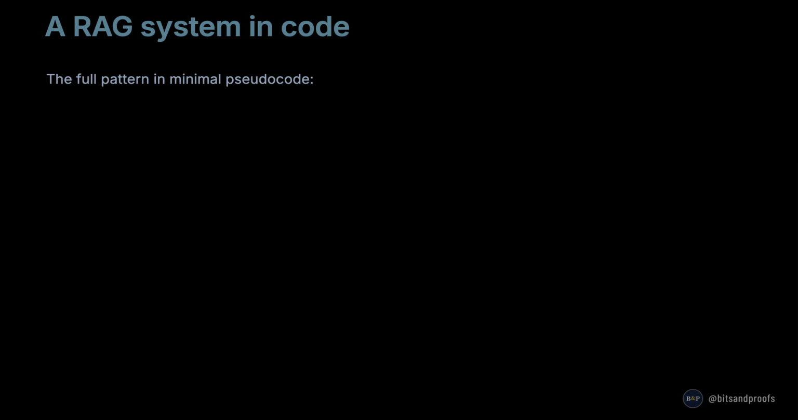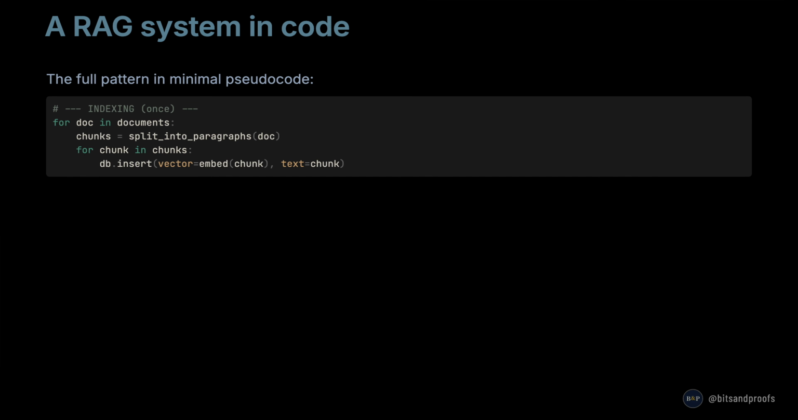Let's see the full pattern in minimal pseudocode. This is the shape of every RAG system, regardless of which library or model you use. The indexing loop. For each document, split it into paragraphs. For each paragraph, embed it and insert the vector and text into the database. Run this once at setup and again whenever documents change.